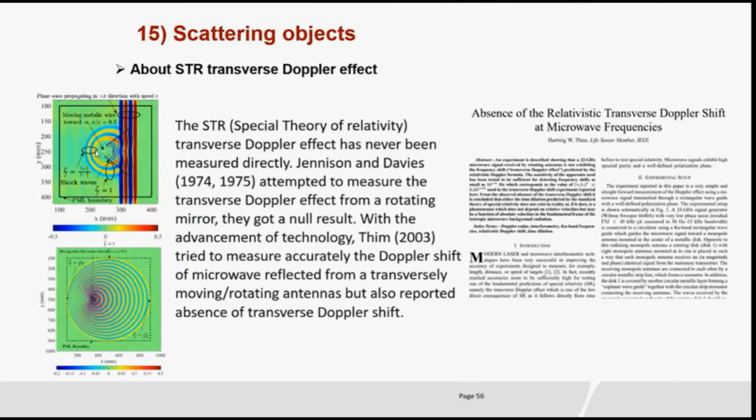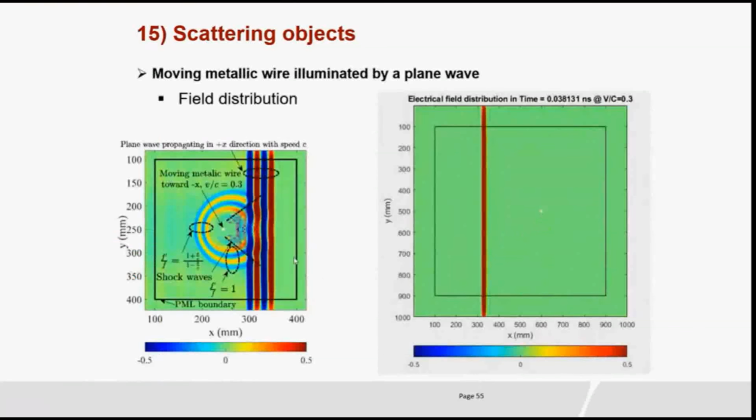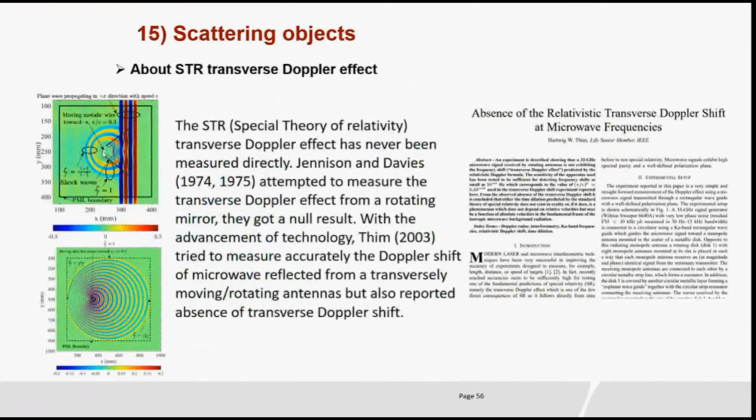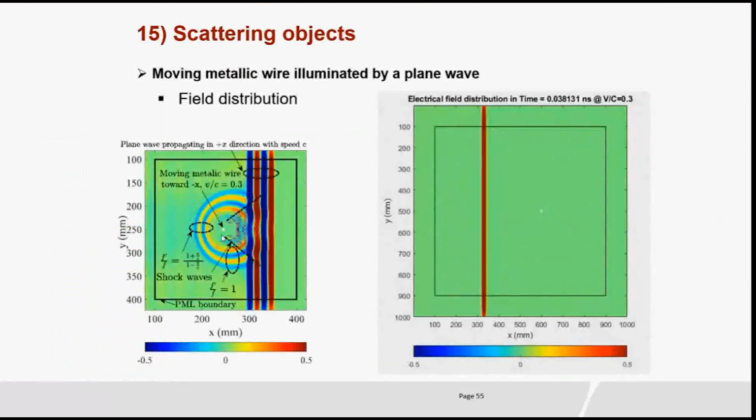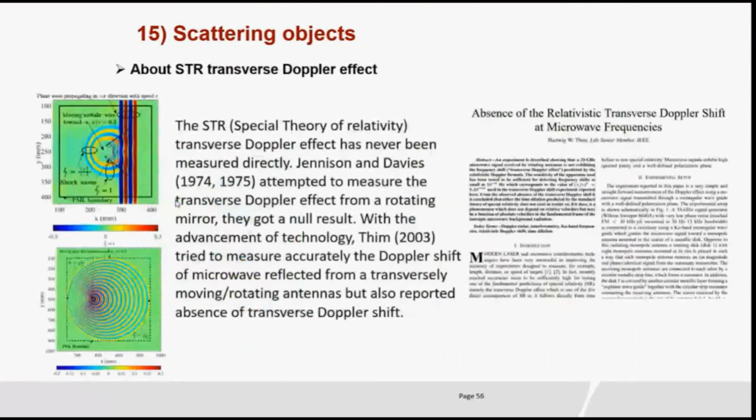For example, for the reflector, there is no Doppler effect for this metallic wire. There is no Doppler effect at 0 degree. At 90 degree, sorry, at 90 degree here, the special theory of relativity predicts a Doppler effect at this angle. But we don't have that in the FDTD simulation, and it has never been measured directly.